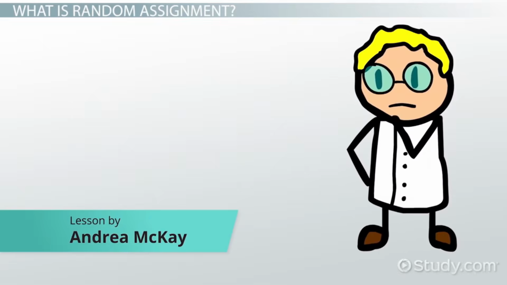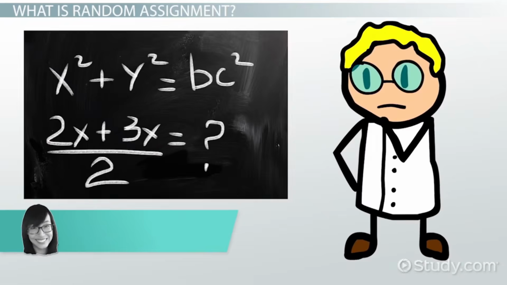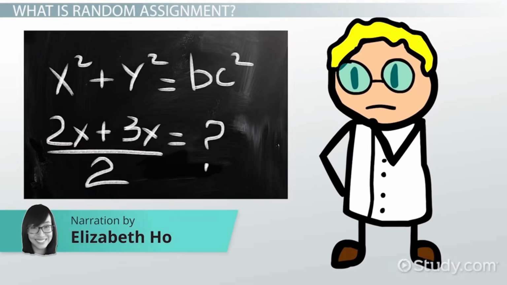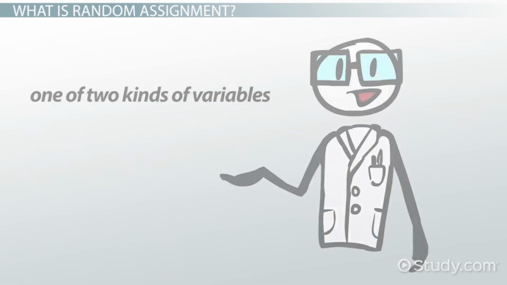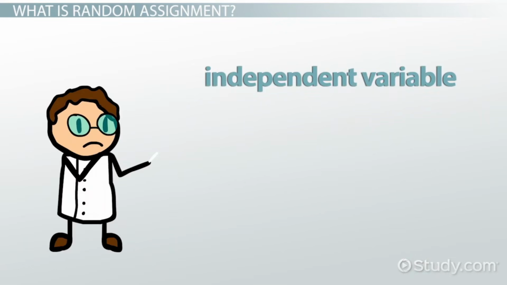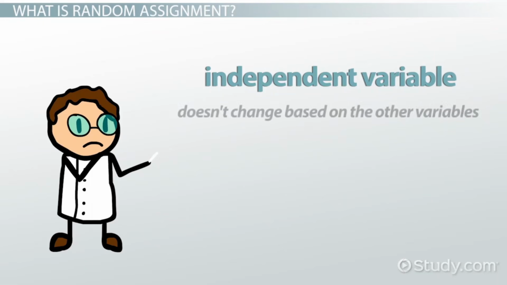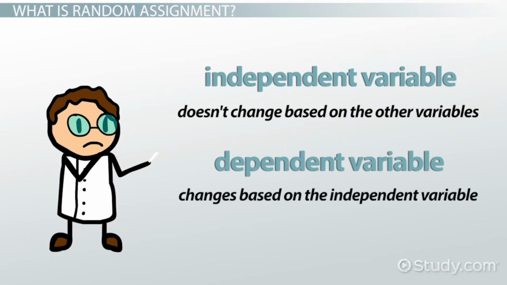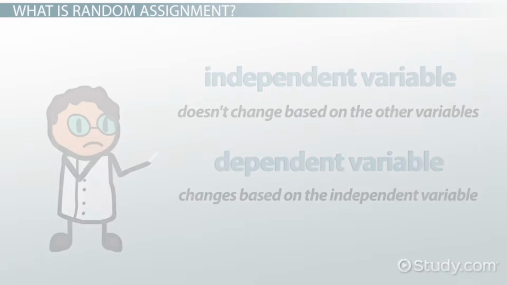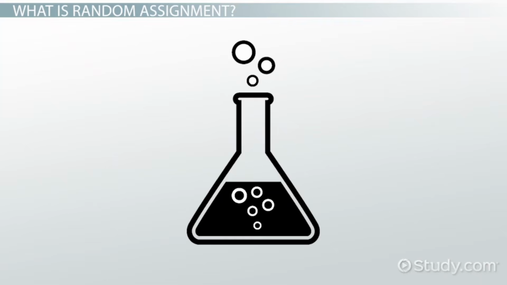Psychologists use experiments to investigate how manipulation of one factor causes a change in another factor. Scientists refer to these factors as one of two kinds of variables. The independent variable is that first factor, the one whose influence we're trying to measure. An independent variable doesn't change based on the other variables. The second factor, the one being influenced by changes, is called a dependent variable. This kind of variable changes based on the independent variable. Experiments are the best way to determine cause and effect relationships between these variables.